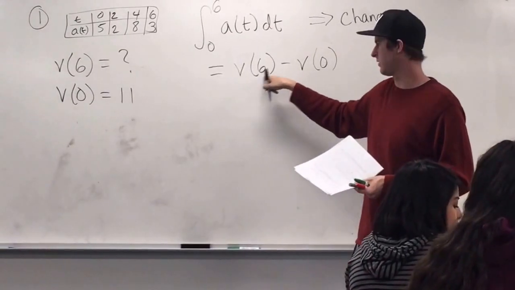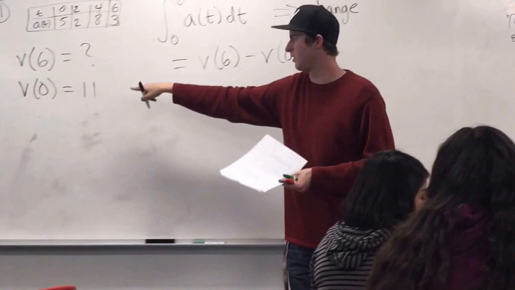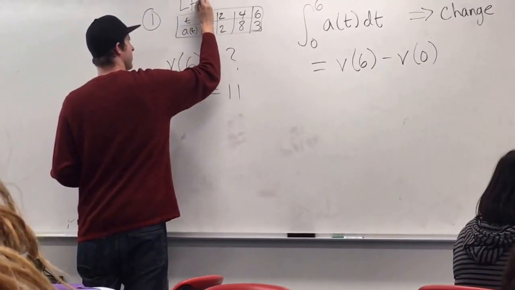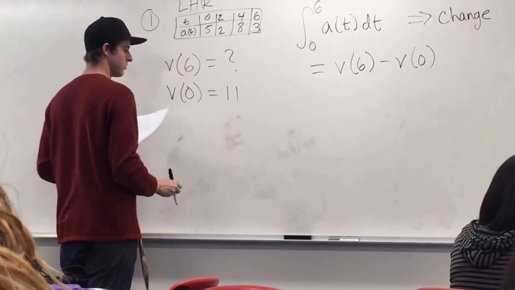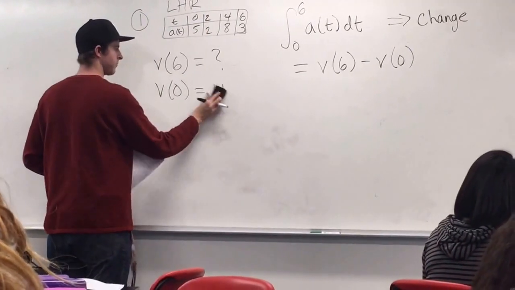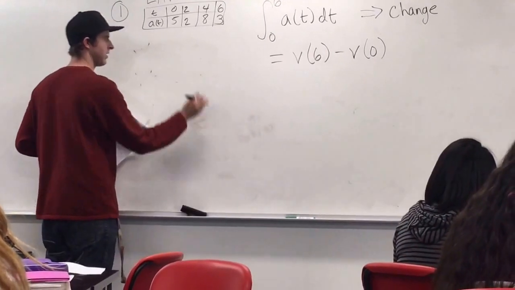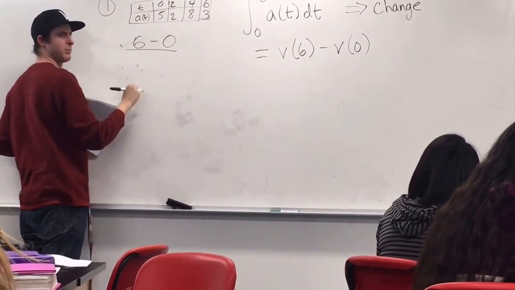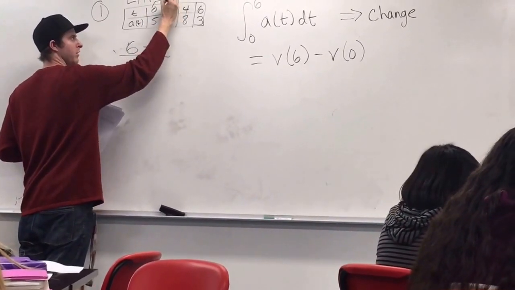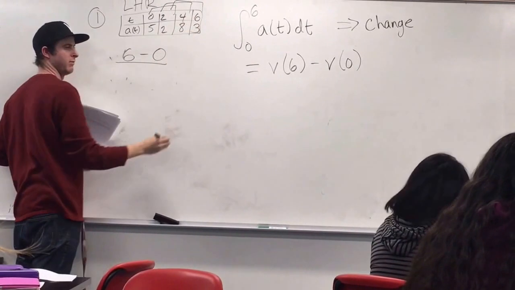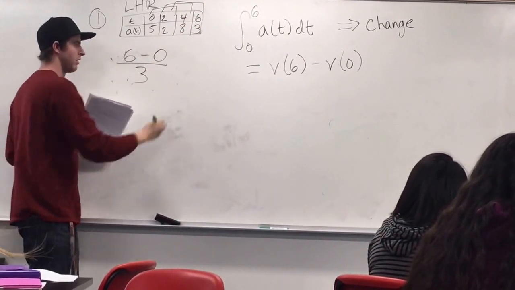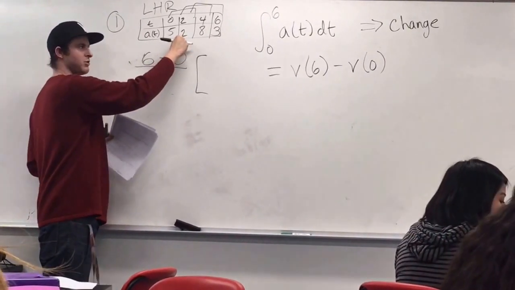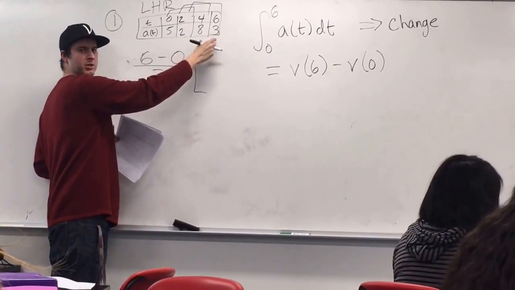Okay, I don't know what v of 6 is. I do know v of 0 is 11. And it said to do this using a left-hand Riemann sum. So to do a left-hand Riemann sum, it's going to be b minus a, b is 6 minus 0, divided by n. 1, 2, 3 intervals, and I told you 3. And then left hand, so I do 5 plus 2 plus 8. We skipped the last one.